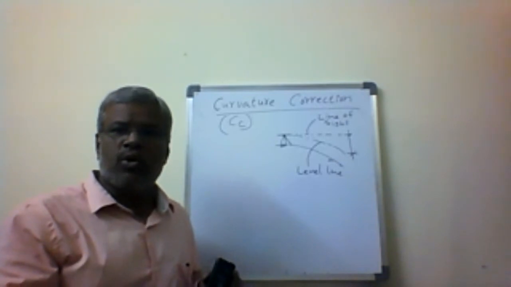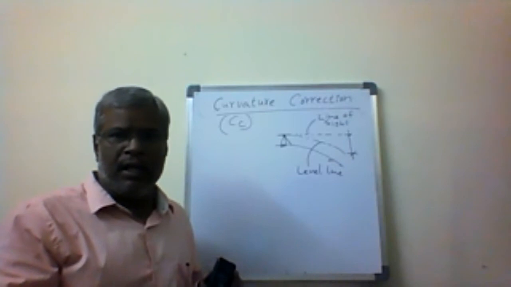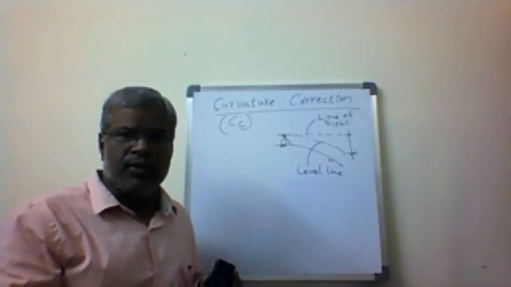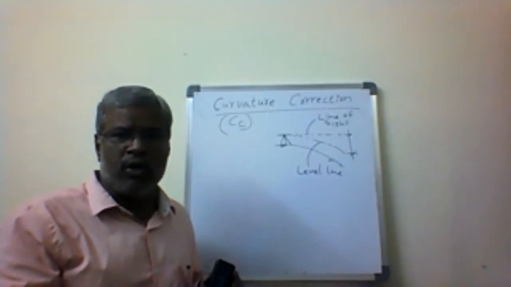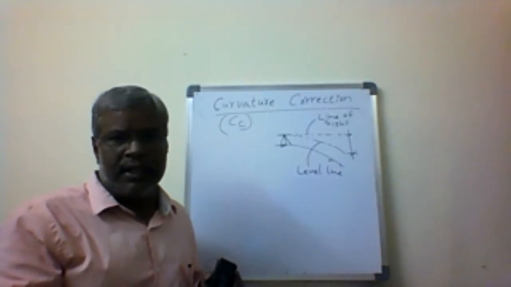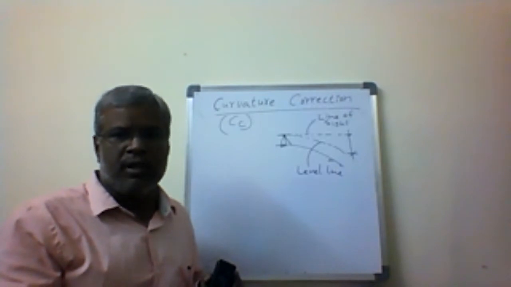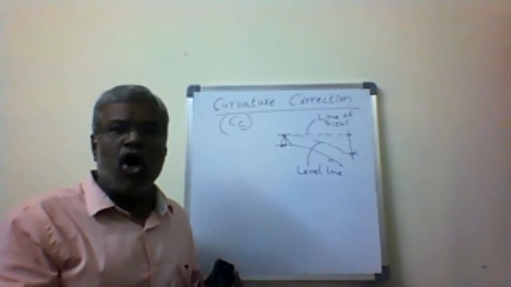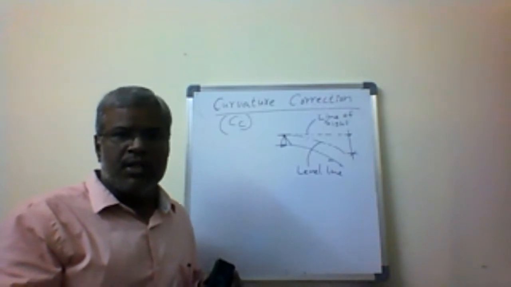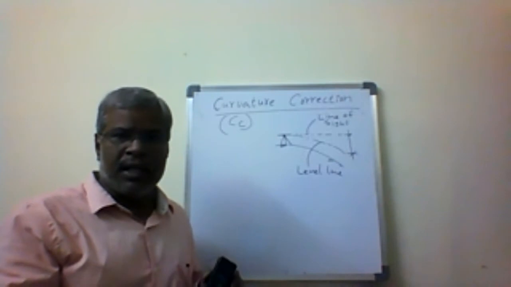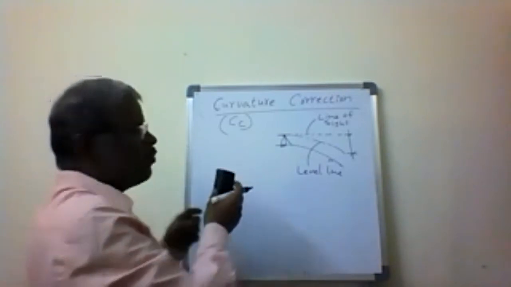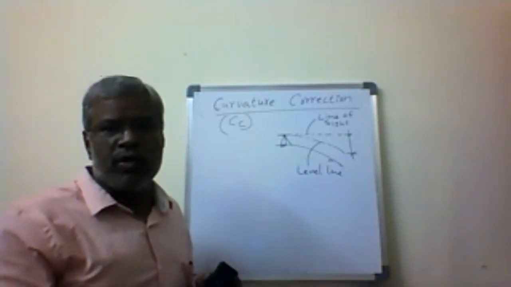If line of sight, or line of collimation, and level line are two different lines, then the reading we take is lower than the actual one because of the curvature effect. That is what we call curvature correction. The reading is lower than the real reading, so the correction we apply is negative. Curvature correction is always negative. Now we are going to calculate the magnitude of the curvature correction.